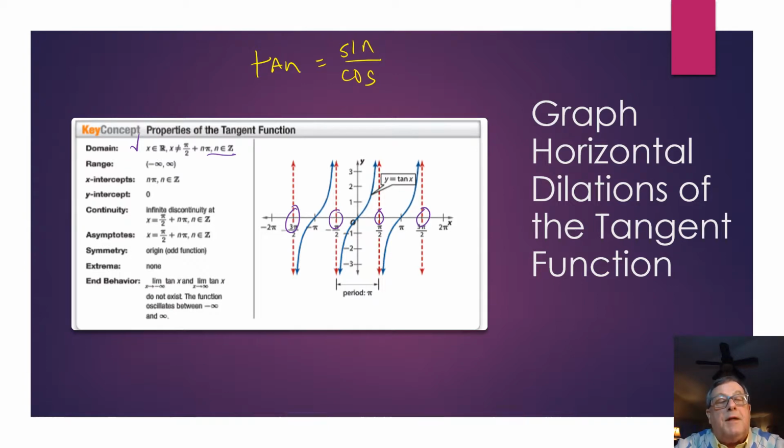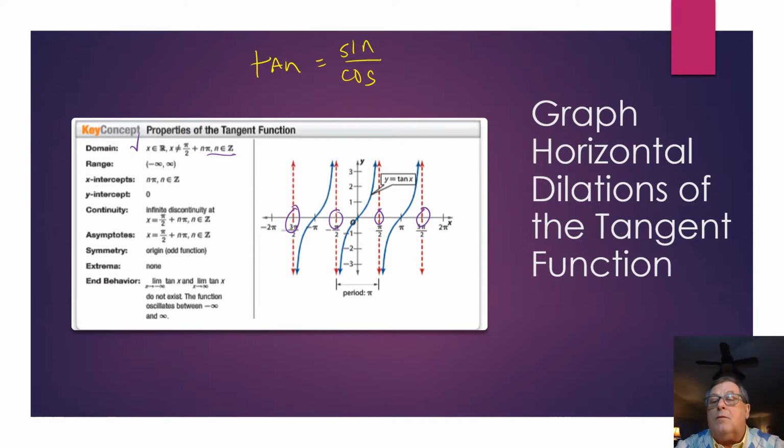We got a y-intercept at 0. We've got infinite discontinuity at pi over 2. Obviously, we've got our asymptotes. Symmetry, it's an odd function, so we've got symmetry over the origin. We can rotate these 180 degrees. We have no extrema. And our end behavior, the limit of tangent of x as x approaches negative infinity, and the limit of the tangent of x as x approaches infinity, well, it does not exist because we cannot have the same value. And so the function oscillates between negative infinity and infinity.